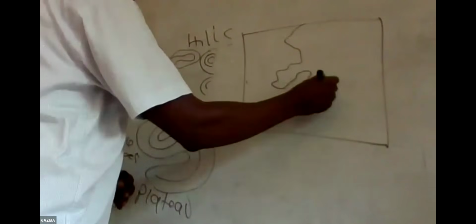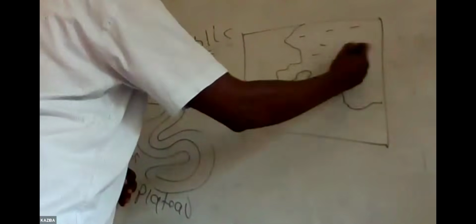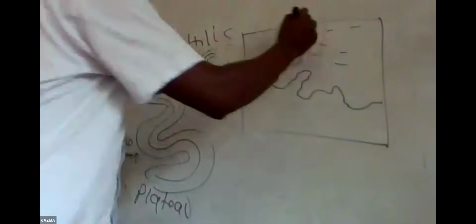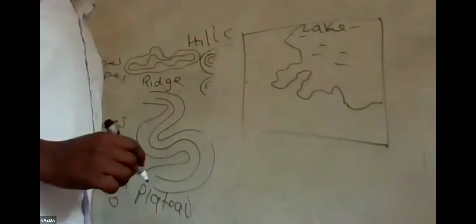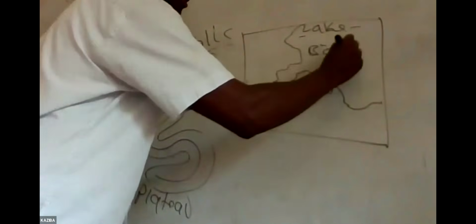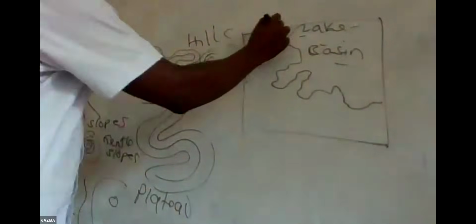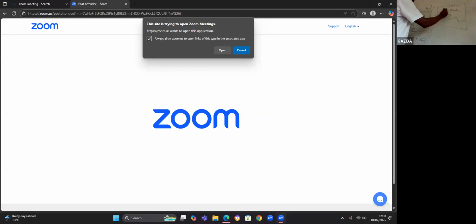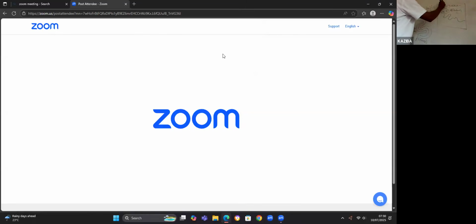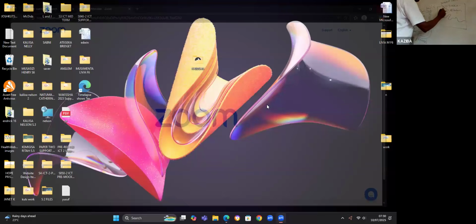Now, where you have a map like this, and it has maybe a lake like this, and they tell you to draw. Of course, this is now a lake, and this is now a basin. If you have, for example, a papyrus swamp here, of course, this papyrus swamp is found in a broad valley. And now this is papyrus.